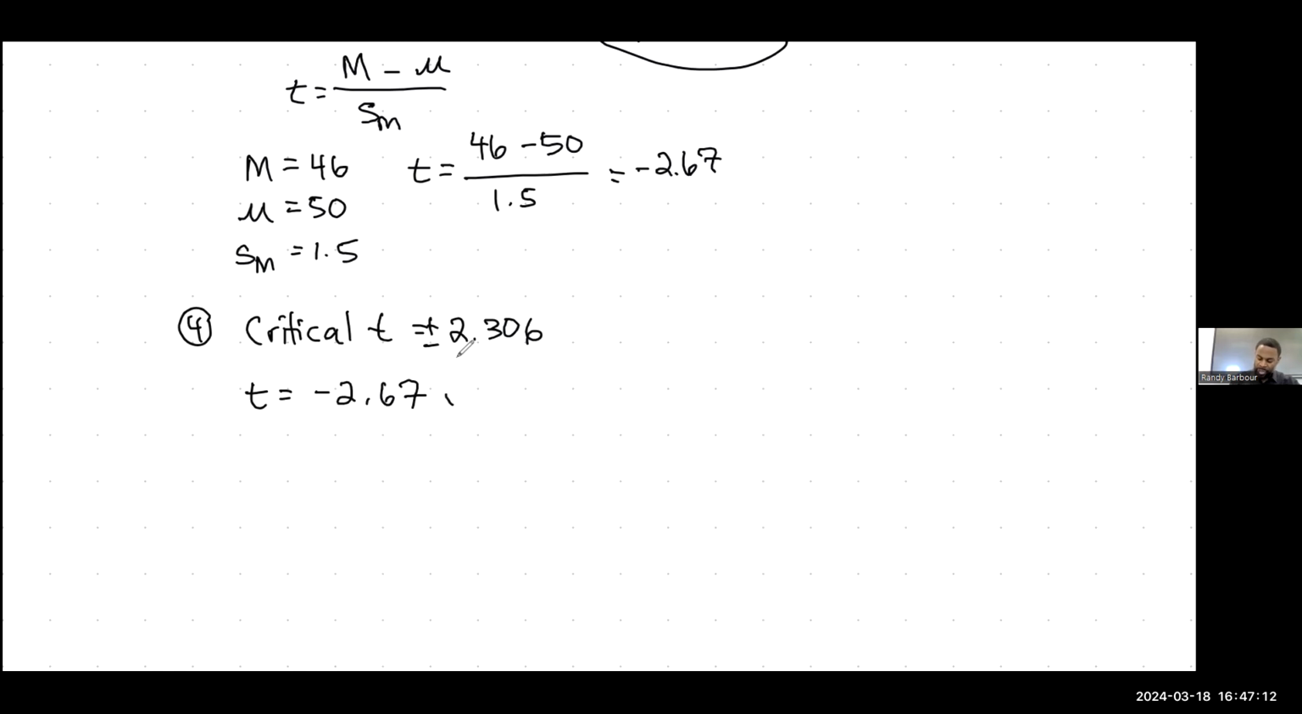So since this value is less than -2.306, I'm going to reject the null hypothesis. That means that there is a significant difference between those individuals in the sample who read an e-reader for at least 15 minutes before bedtime and their level of alertness, compared to those who did not.